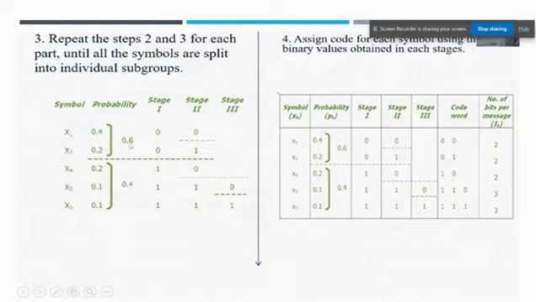In stage 3, we split the lower set of stage 2 with equiprobability and assign 0 and 1. In the fourth step of the procedure, we assign the code word as the binary values obtained in each stage.